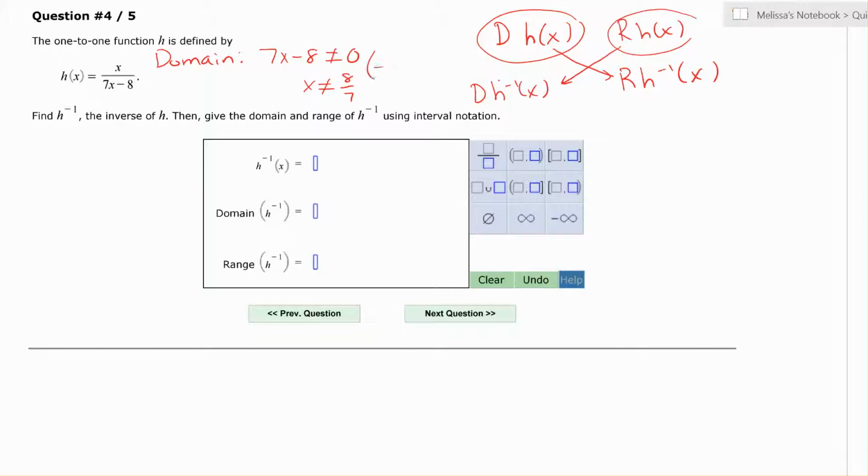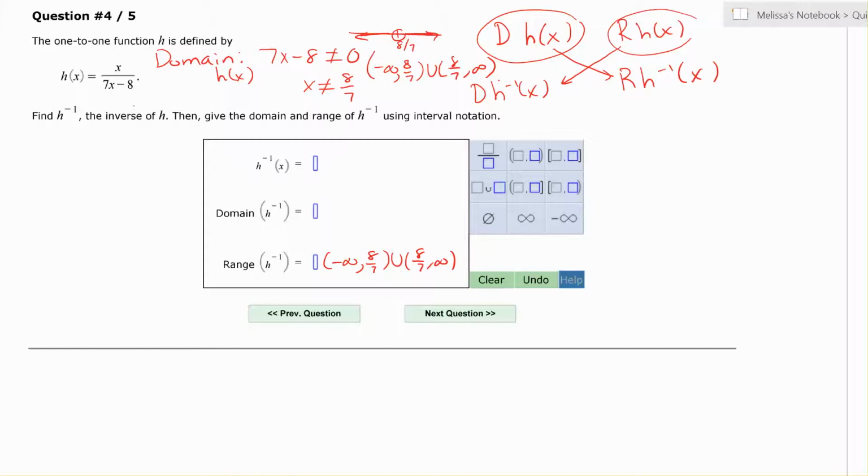On a number line, if we have 8/7, we're graphing everything to the left and everything to the right, and it's just skipping over 8/7. So the interval is -∞ to 8/7 union 8/7 to infinity. This is the domain of h of x. So I can go ahead and fill in that my range is going to be -∞ to 8/7 union 8/7 to infinity.